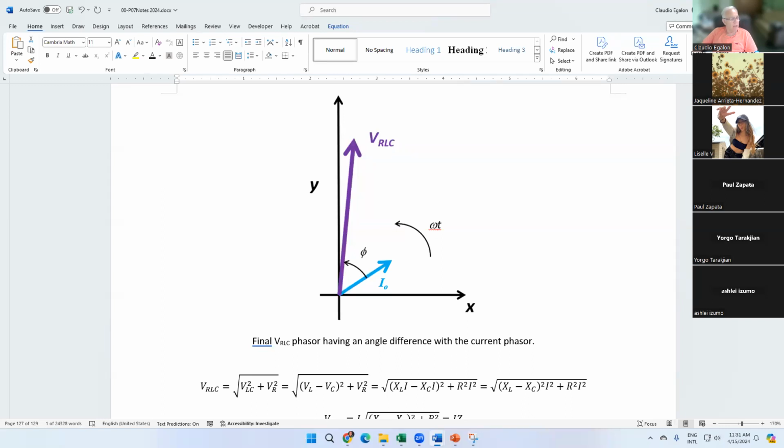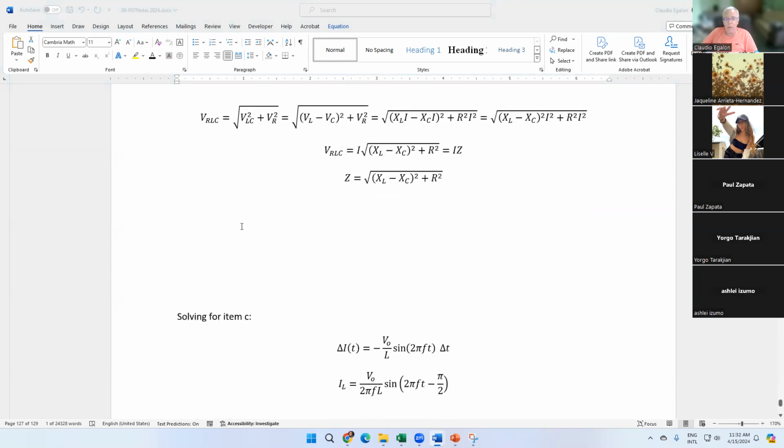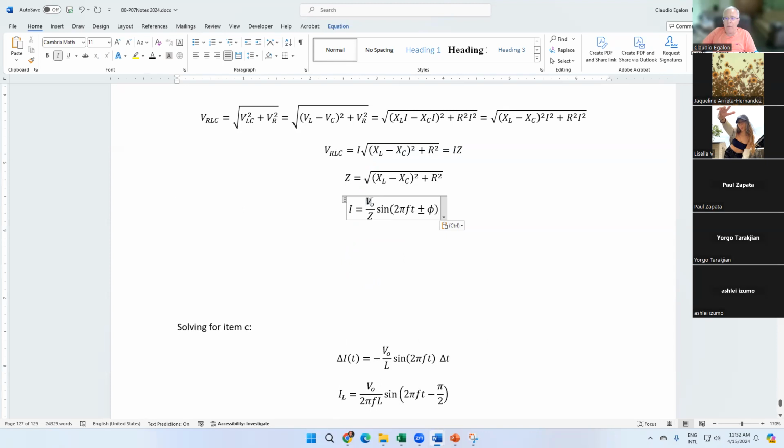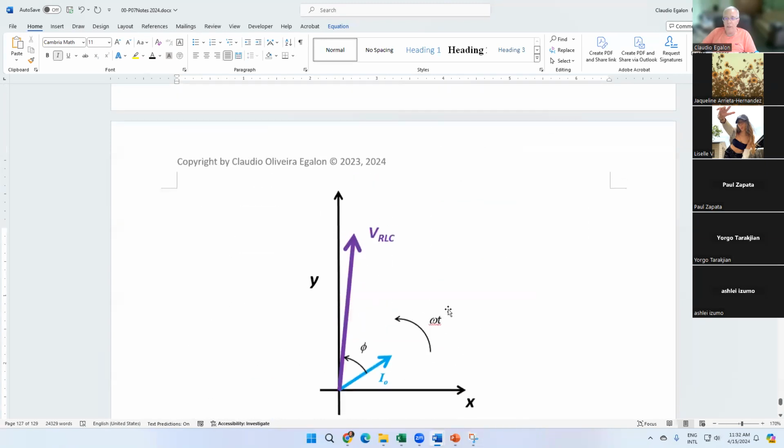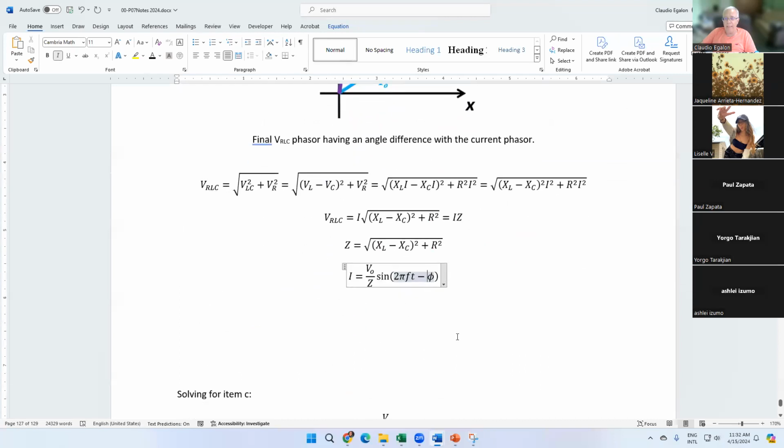With a phase difference of phi, we can do the following. We can write down my current as a voltage V naught divided by Z and a sine of 2 pi f t. In that specific case, the current is lagging the voltage, right? So I can put a negative sign.